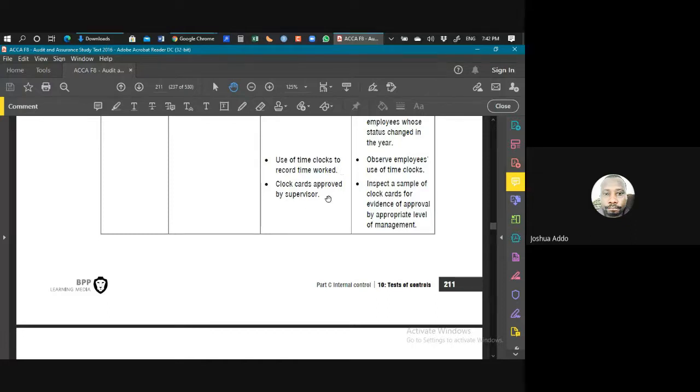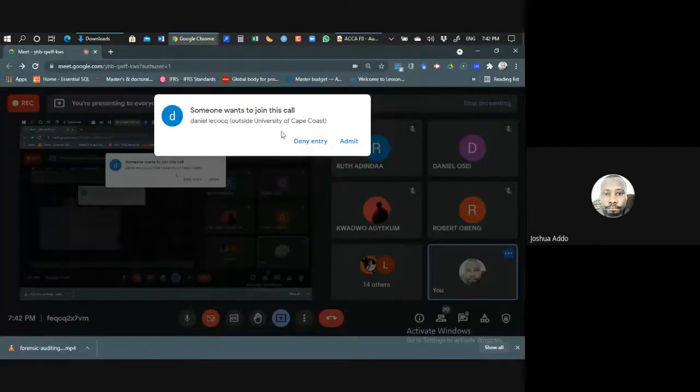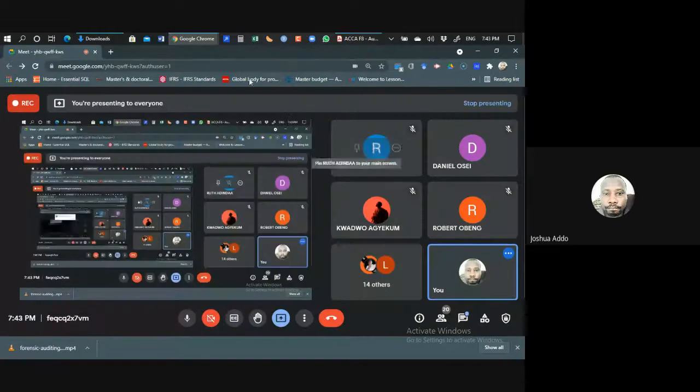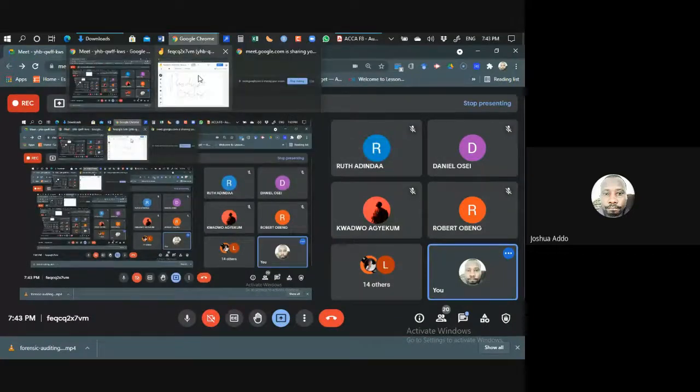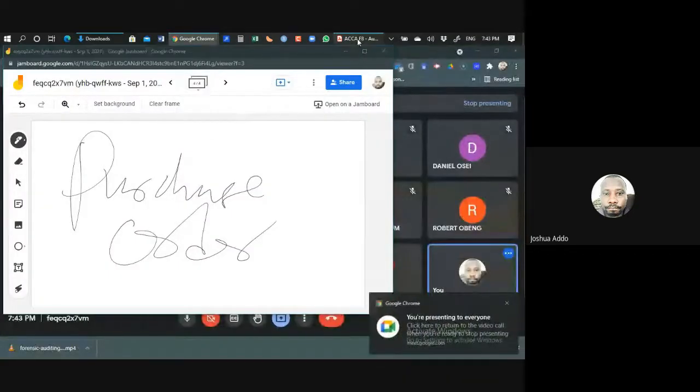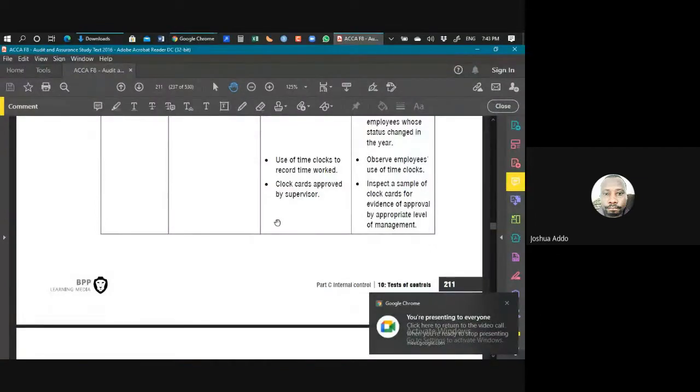Clock cards approved by a supervisor. If you're not using a clock card and you're using a book, maybe there can be a supervisor sitting there and monitoring who is signing in, the time he's writing as the starting time, who is signing out, and the time he is writing as the sign out time. Okay, so it's as simple as that.